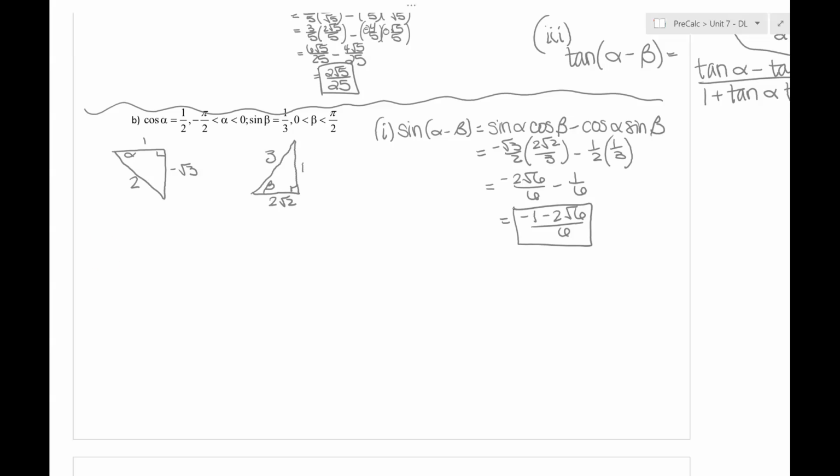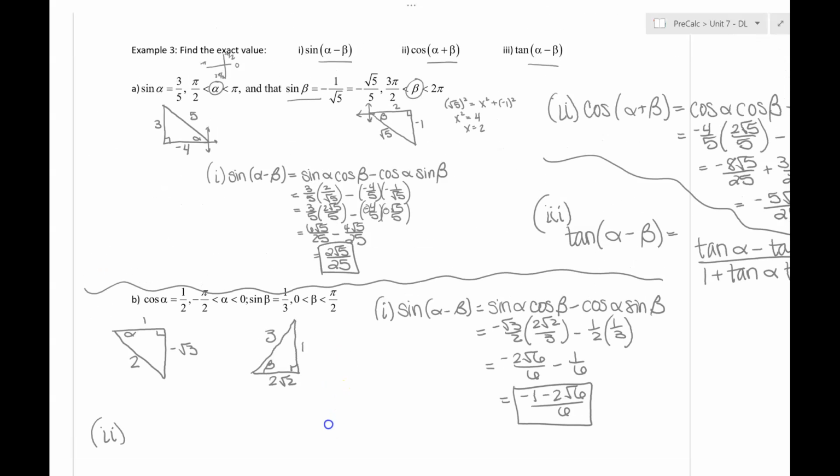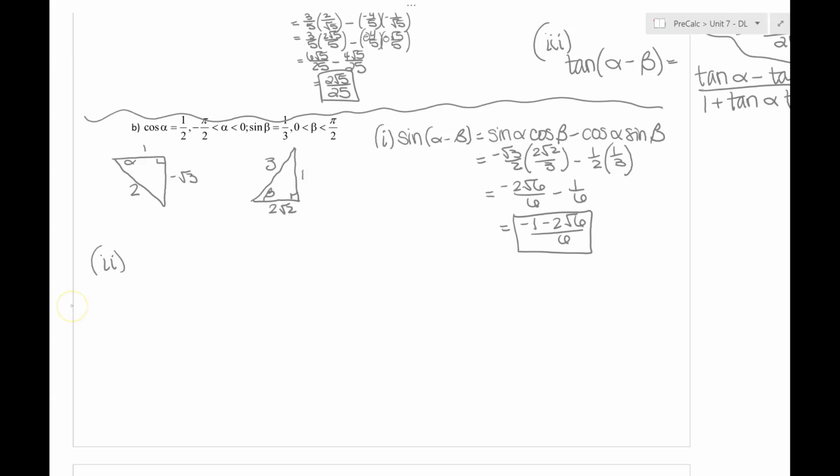Nice. All right, for 2, we have the cosine sum formula. Hopefully this is getting you a little bit more familiar with the formulas that you just wrote down. So then we have the cosine of alpha, cosine beta, minus sine alpha, sine beta. Cosine of alpha we know is 1/2, and the cosine of beta we know is 2 rad 2 over 3. Minus sine of alpha is a negative rad 3 over 2. Sine of beta is 1/3.